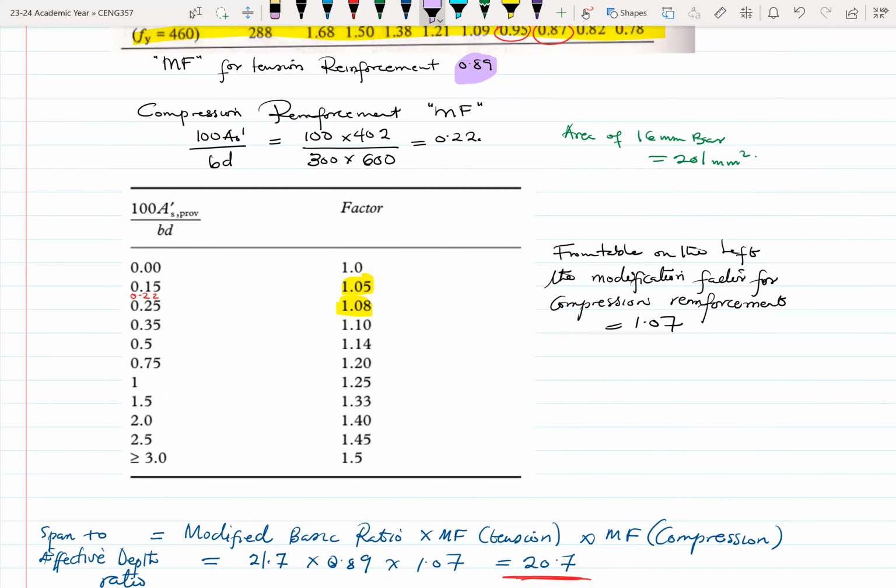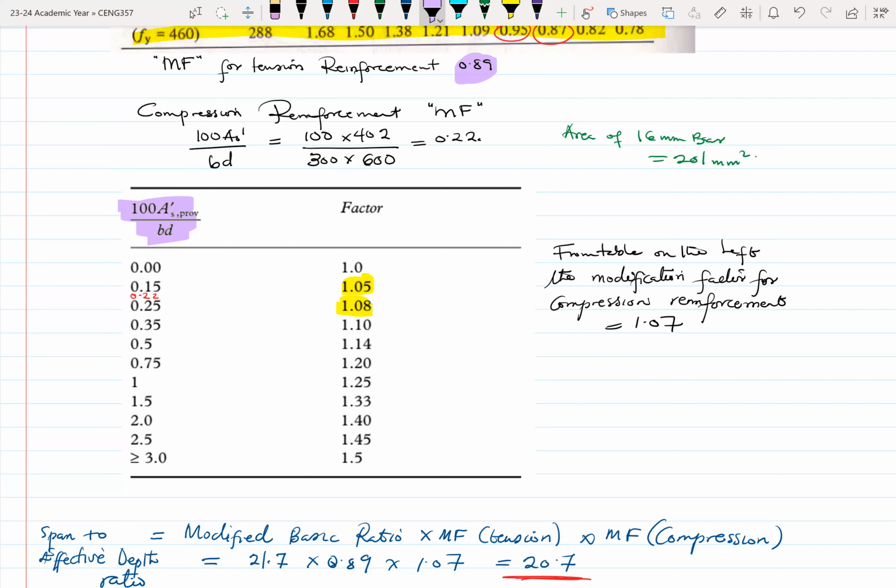Then we find 100 A_s' over bd. This A_s' here is the area of steel you provided. It's not what you calculated or what you required, right? After you find the A_s' required, you go to your table or do your calculations, get your actual rebar sizes and their number, and based on that, you get your A_s' provided. So that's what you use for these calculations: 100 A_s' provided over bd.